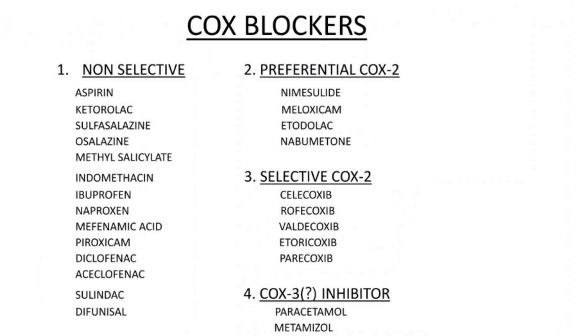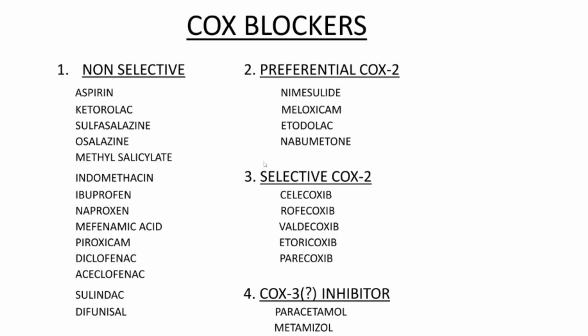Now, based upon this, non-steroidal anti-inflammatory drugs are categorized into four categories: non-selective, like aspirin, ketorolac, sulfasalazine, etc.; then preferential COX-2, like nimesulide; and selective COX-2. Whenever we say COX-2 inhibitor, these are the selective COX-2 inhibitors, celecoxib, rofecoxib and so on, or COX-3 inhibitors like paracetamol. COX-3 is again a question mark, whether it really inhibits or not.